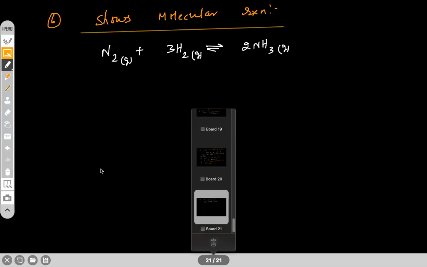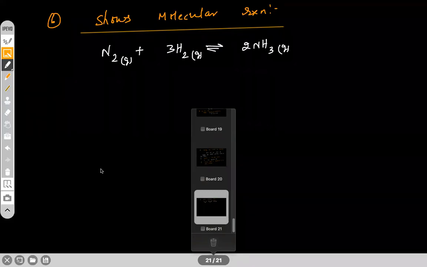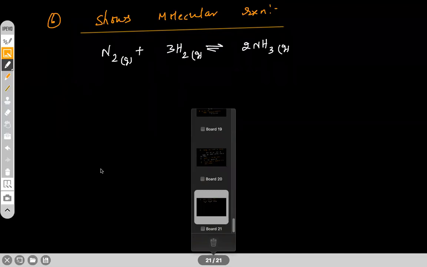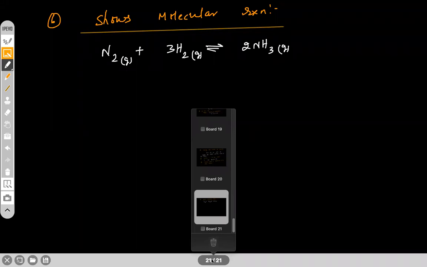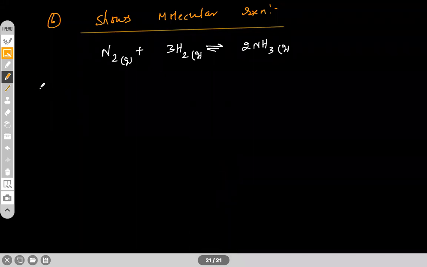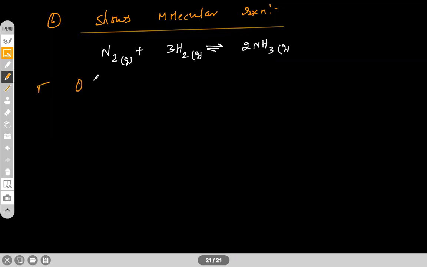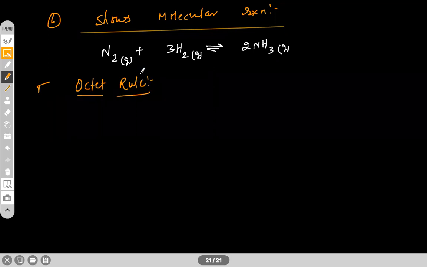Correct? Now we have theories of covalent bond. What all theories do we have? Because of that, the formation of covalent bond takes place. We'll discuss that, but before that, we'll see what the octet rule is.